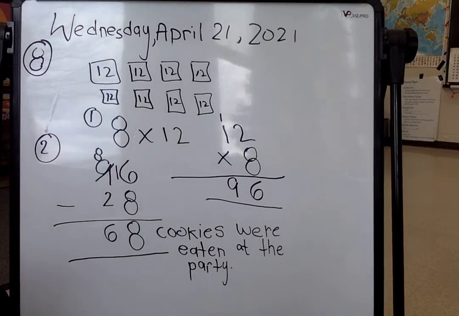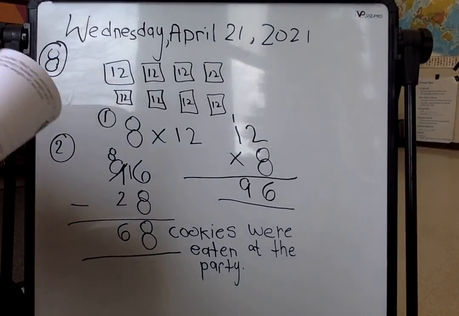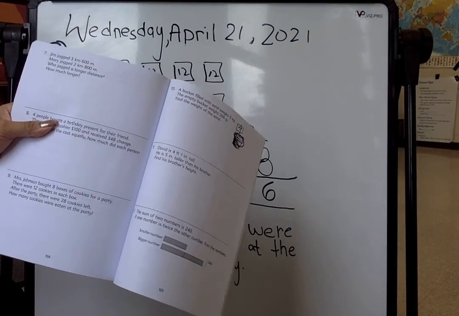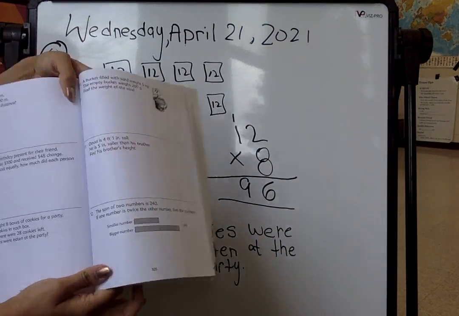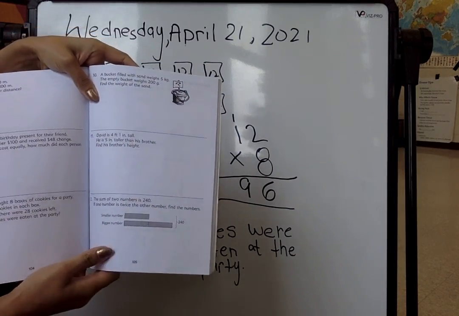There we go. Okay, so that is our work in the workbook for today, Wednesday, April the 21st. Once you're done this Grade 3, I would like you to move to your mental math 16, and I will see you for our next page tomorrow morning. Okay, good luck.